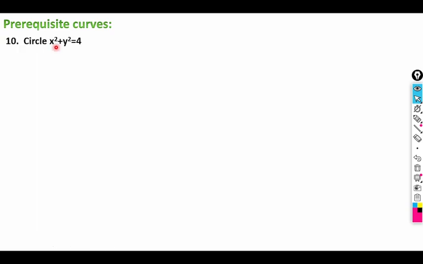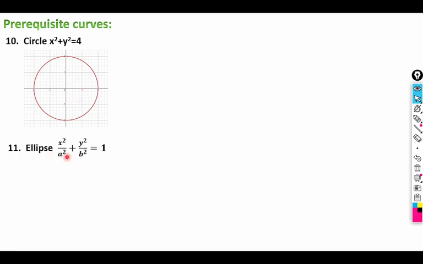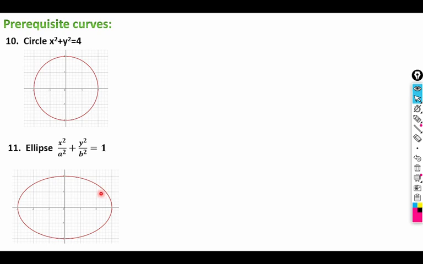The next curve we require is a circle, x square plus y square equal to 4. This is the standard circle with center 0, 0 and radius 2. So that is x square plus y square equal to 4, the circle. Now the next one is an ellipse, x square upon a square plus y square upon b square equal to 1. You can take one of them as the major axis and the other as the minor. I have taken the major axis along the x-axis here. For this ellipse, you will observe the length of the major axis is 6 units, while the minor axis is 4 units. So that is about the ellipse.